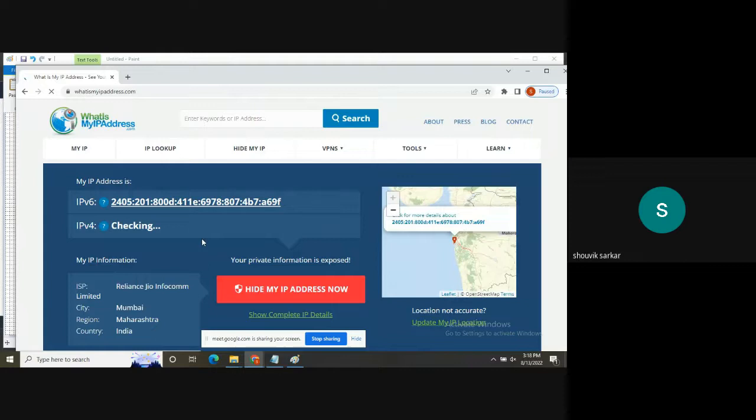So this is showing my computer's IP address. It's actually showing two IP addresses. The first one is IPv6 and the second one is IPv4. Before 2011, we were all using IPv4, and after 2011, IPv6 was introduced.